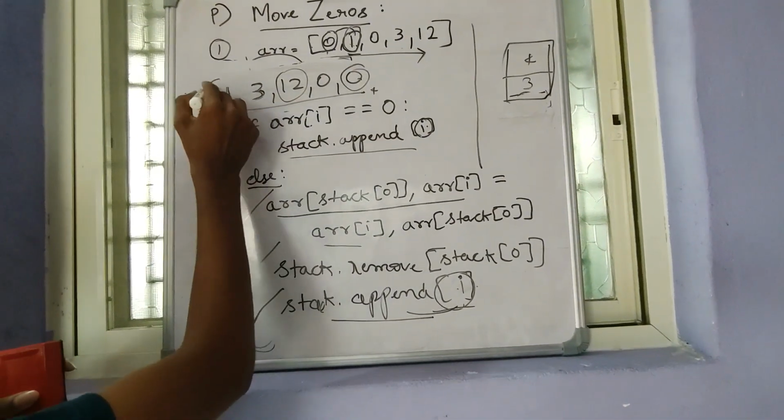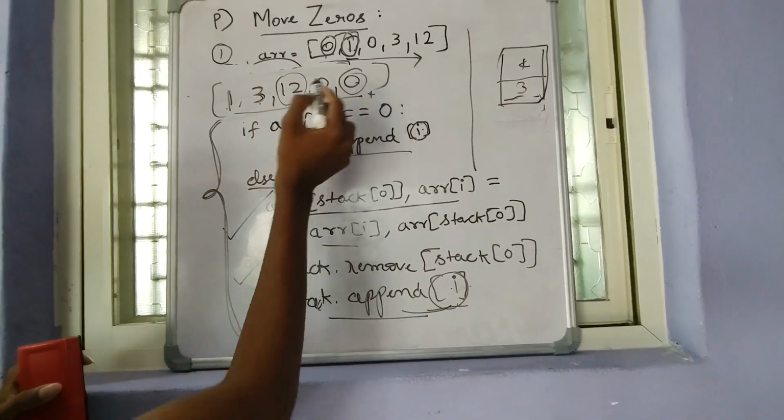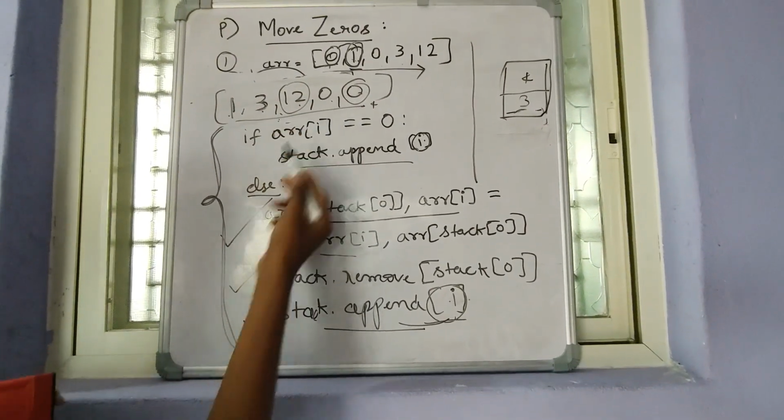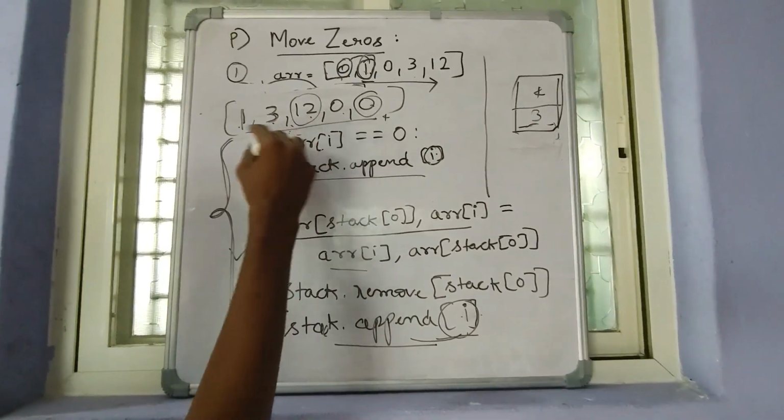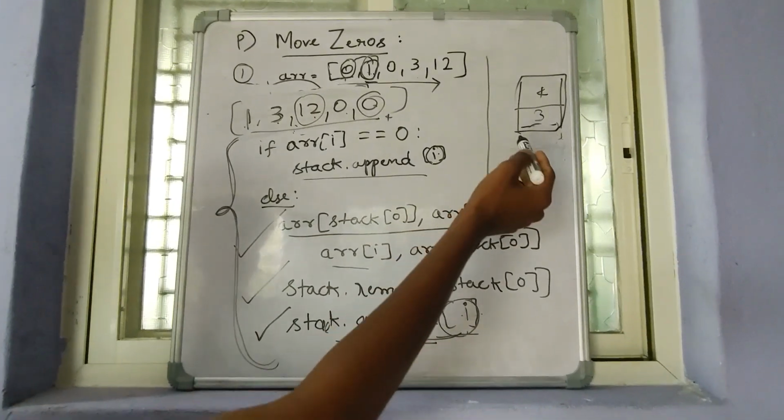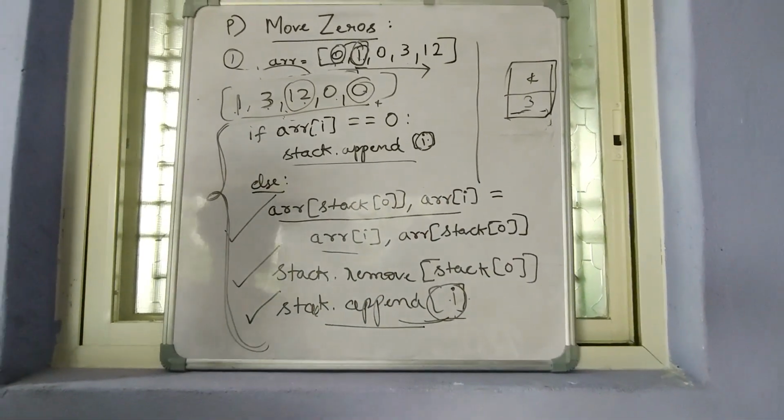See, the output is the same: 1 3 12 0 0. Without using any extra space or an extra array, in the same array, you just have to swap in this manner. We can use stack in this concept. Thank you.